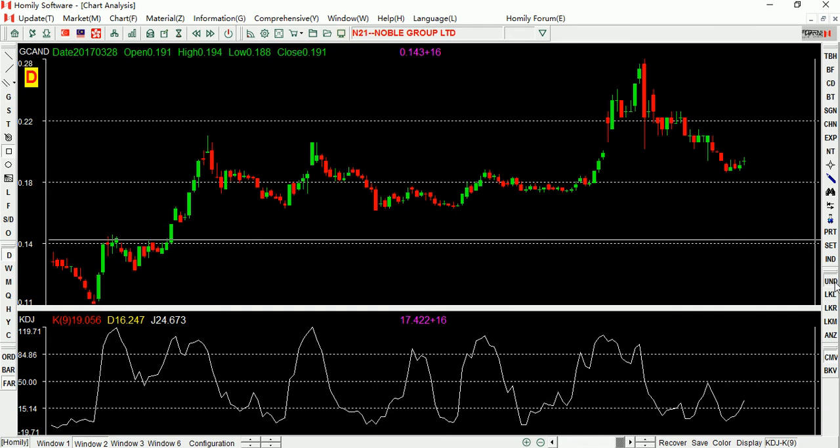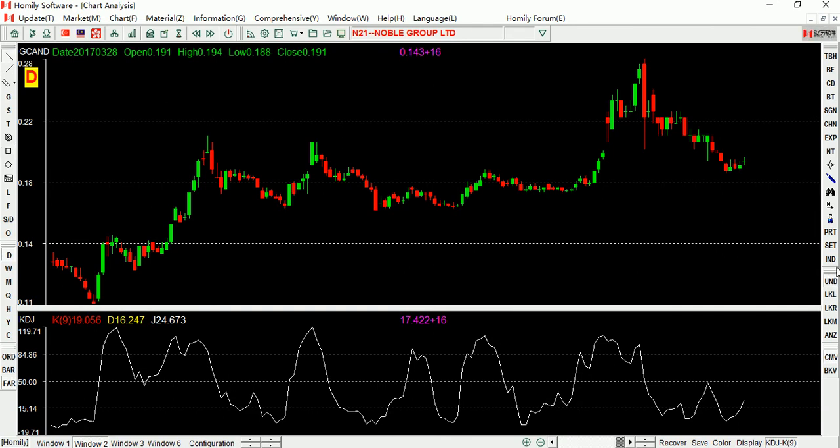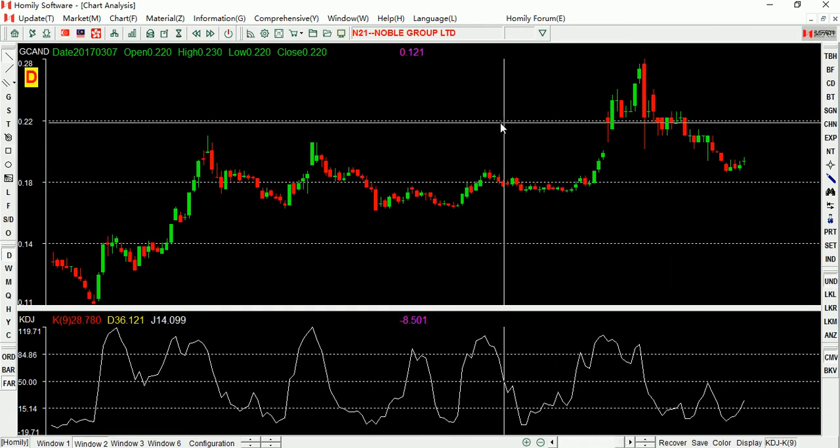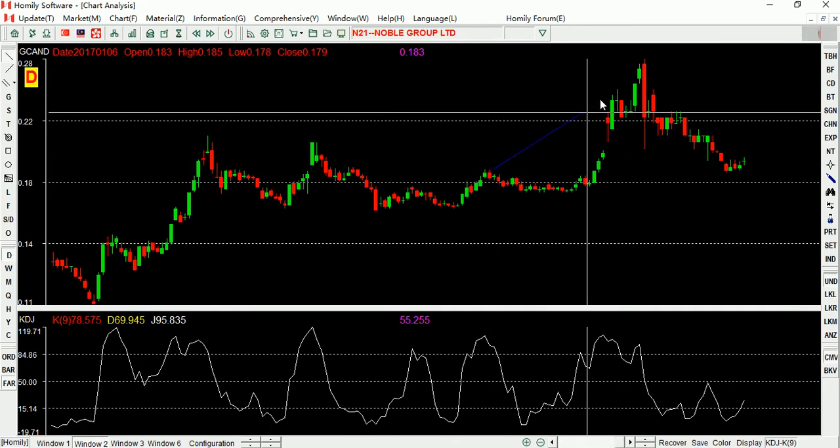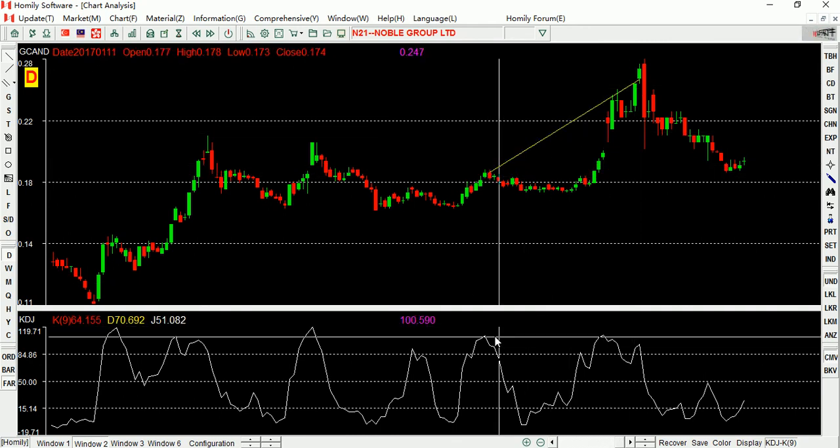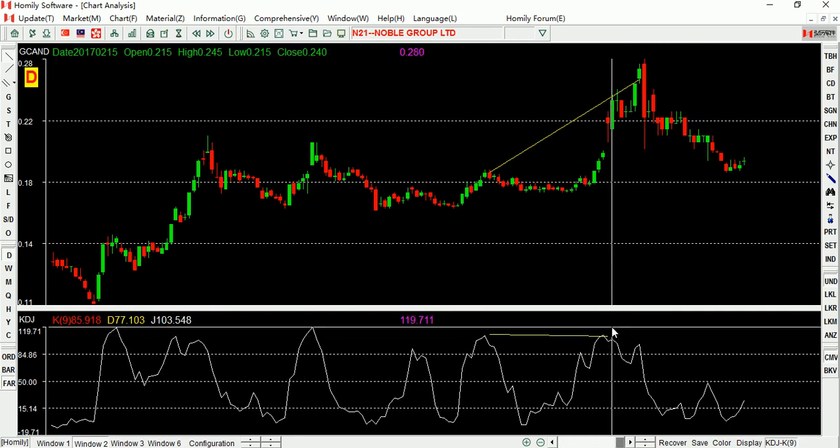Then we see here. Let's see. Then we see here. The high point is higher, right? But we can see the indicator. The high point is not higher. What's that meaning? This is the top deviation.